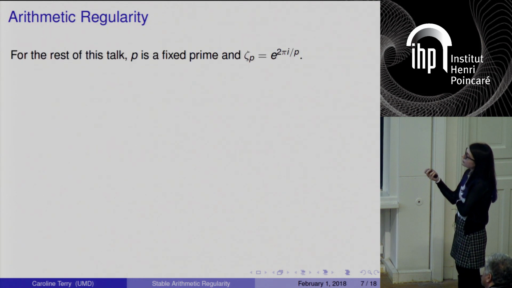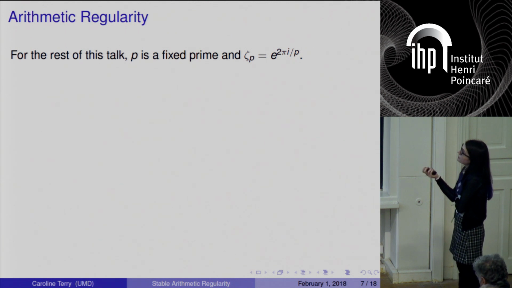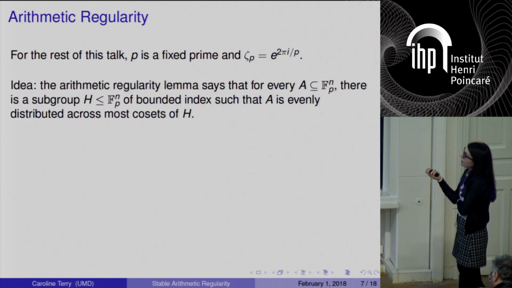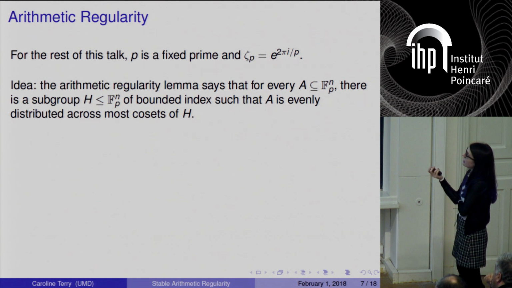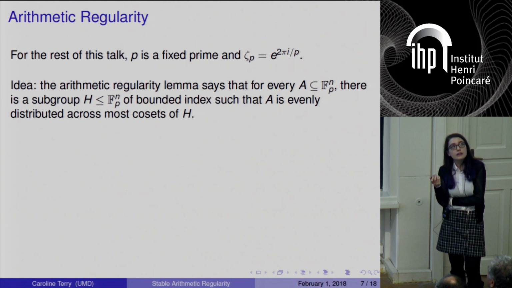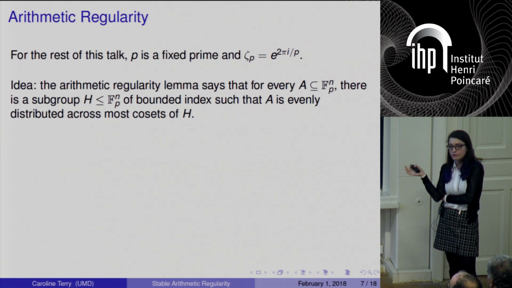Okay, so for the rest of the talk, p is a fixed prime, and zeta_p is the primitive pth root of unity. And so the idea is that the arithmetic regularity lemma will say that for any subset A of F_p to the n, there is a subgroup of bounded index such that A is evenly distributed across most cosets of the group.